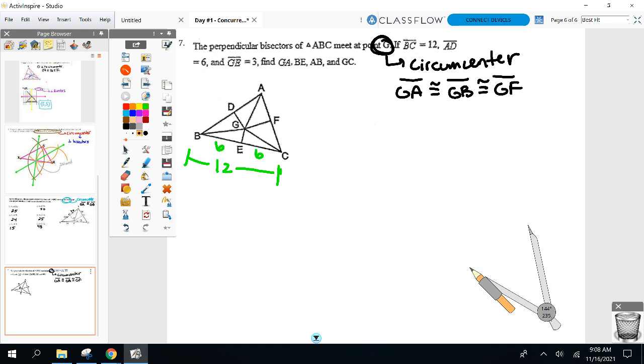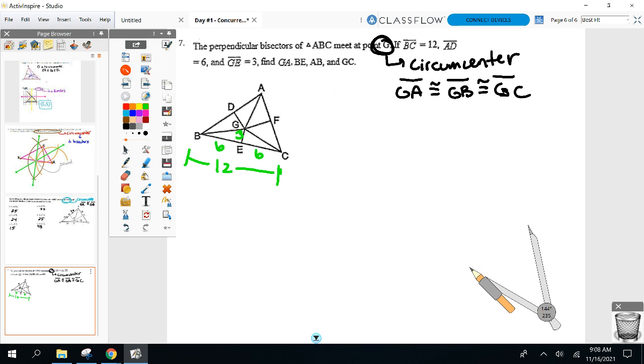What else do I have here? GE is 3. Wait, I have a question. Why would it equal GF and not GC? Like GA equals GB. Oh, what did I put? You're right. I should have put GC. Thank you. One job. There we go. And GE is 3.